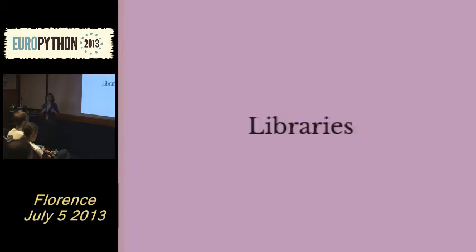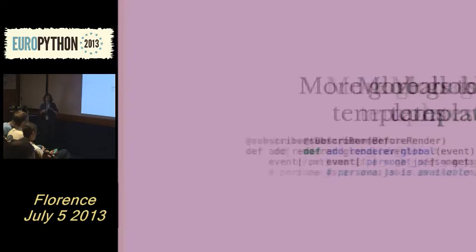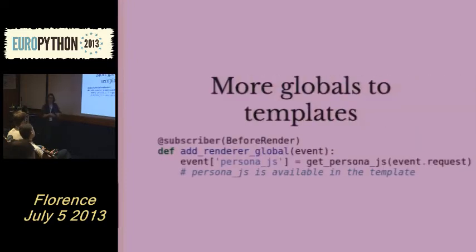So now, libraries. How can we use the config to make nice libraries or extensions? The examples are taken from real live applications, real live libraries, existing extensions. So again, the before render event enables me to inject some variables into the templates for the user of the library to use. Here in my Pyramid Persona, I introduce the JavaScript the user needs to introduce directly into the template, so he can use it right there.